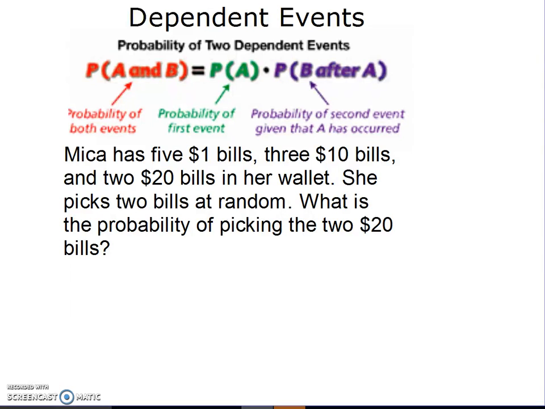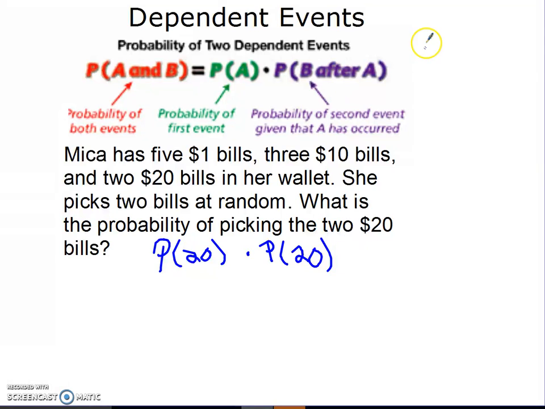Micah has 5 $1 bills, 3 $10 bills, and 2 $20 bills in her wallet. She picks 2 bills at random. What is the probability of picking the 2 $20 bills? So we have the probability of a 20 times the probability of a 20. But this time we are not replacing the money in the wallet. It is being spent on something.